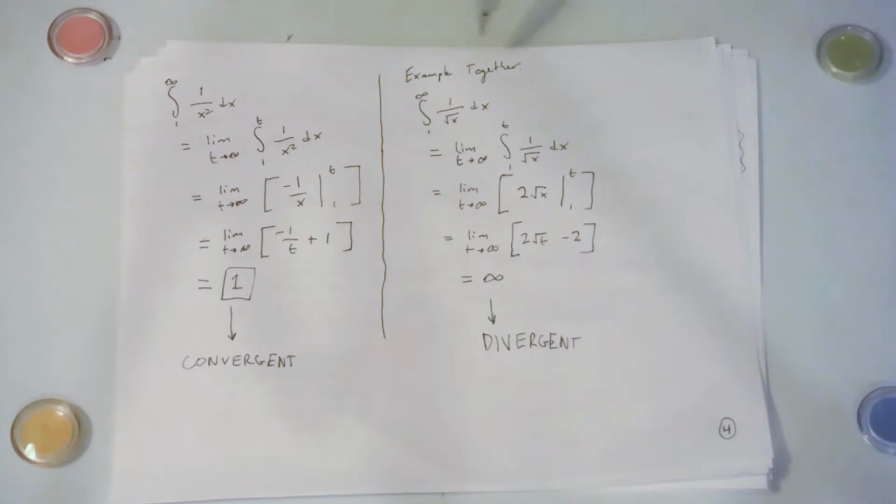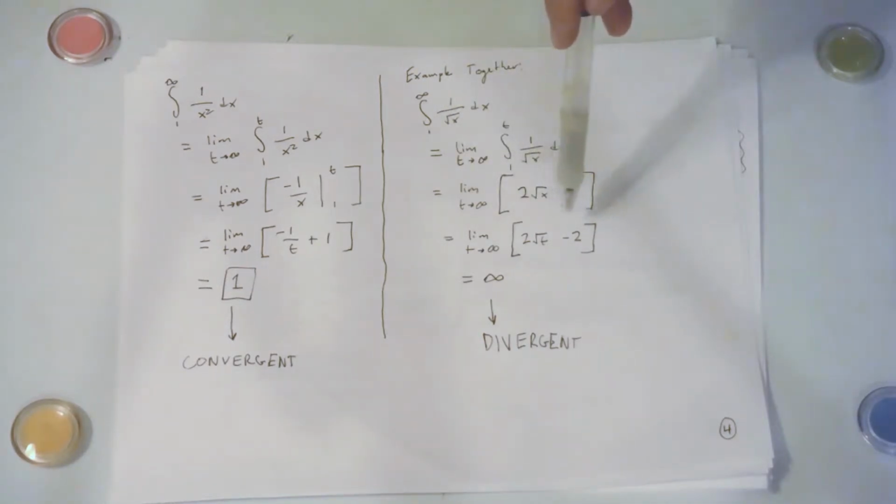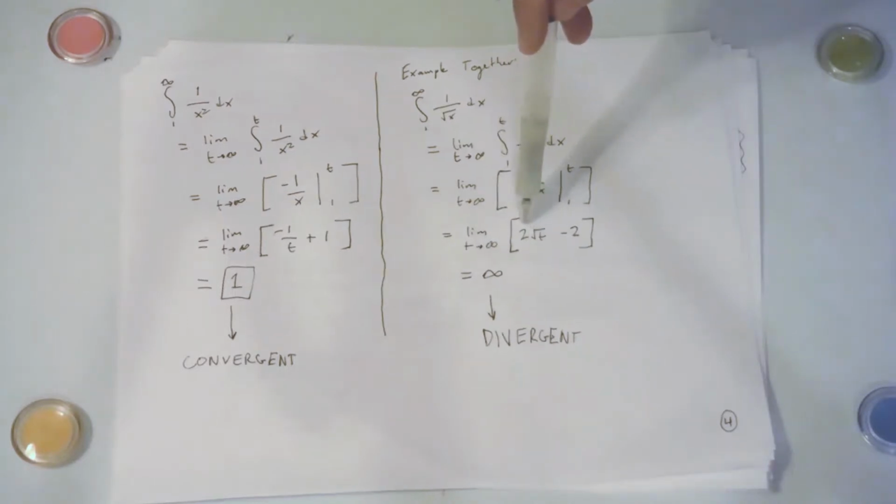Let's try an example together. This one does not need to be in your notes. We will calculate something that seems similar, the integral from 1 to infinity of 1 over the square root of x dx. First, we convert it into the limit of the integral from 1 to t. Then, we compute the integral, getting 2 root x, evaluated at t and 1. So, we end up with the limit as t approaches infinity of 2 root t minus 2.